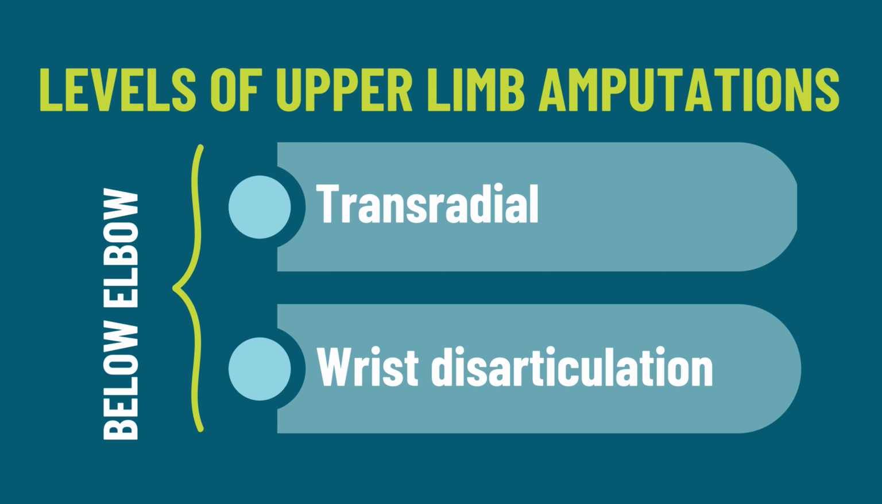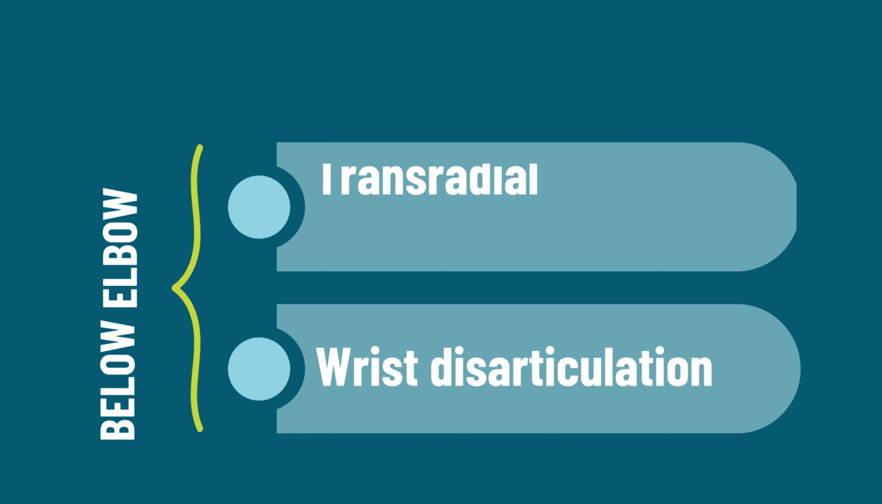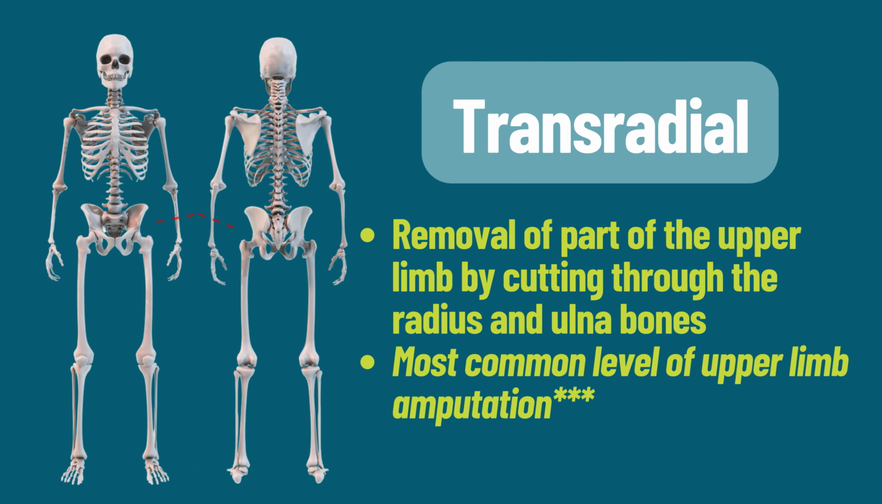Now let's discuss the below elbow levels of upper limb amputations. This includes a transradial amputation and a wrist disarticulation. A transradial amputation is the removal of part of the upper limb by cutting through the radius and ulna bones. This is the most common level of upper limb amputation.